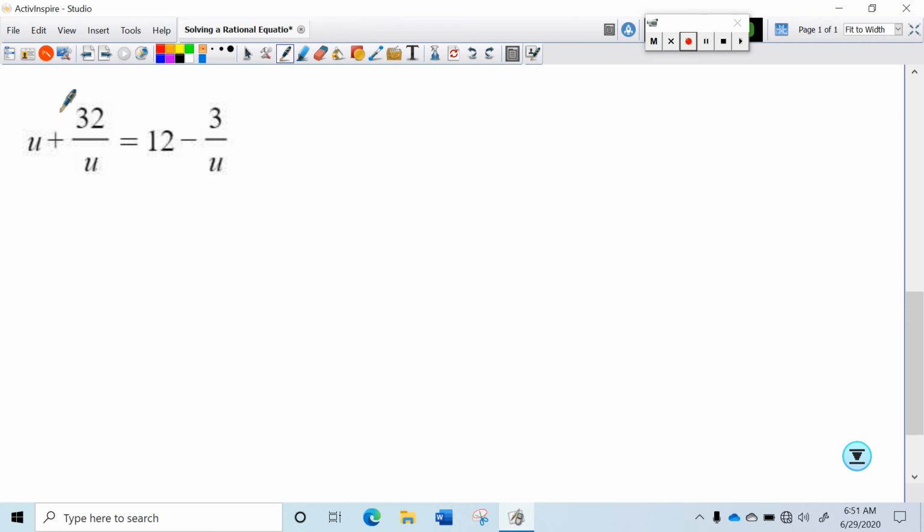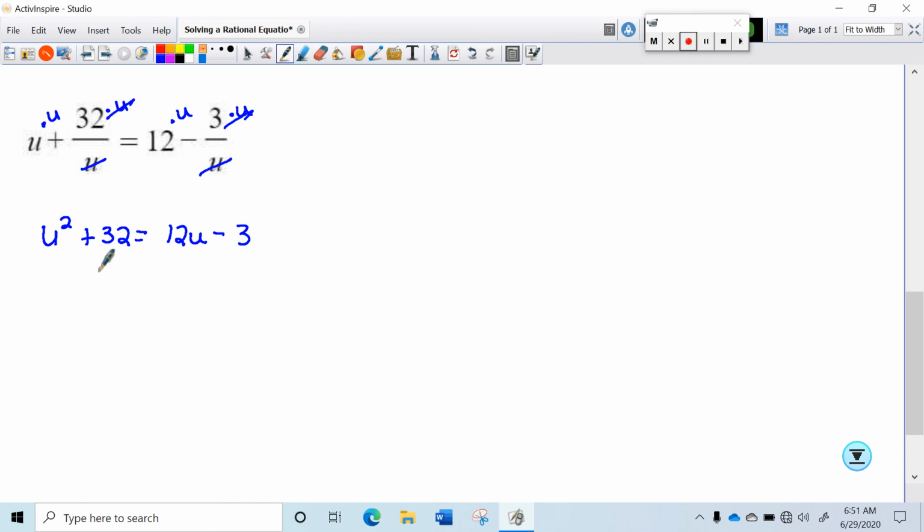I'm going to take the denominator and multiply it with each term. So times u, times u, times u. U times u is u squared. On this one, top cancels with bottom, so that's plus 32 equals 12 times u is 12u minus sign. Top cancels with bottom, 3.